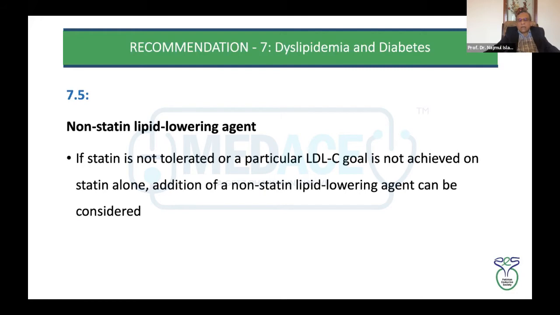Non-statin lipid-lowering agents are usually not required. They are only considered if the patient is not tolerating a statin or a particular LDL goal is not achieved on a statin alone. Addition of a non-statin lipid-lowering agent can be considered. But a statin is the first-line treatment for lipid lowering in patients with diabetes.